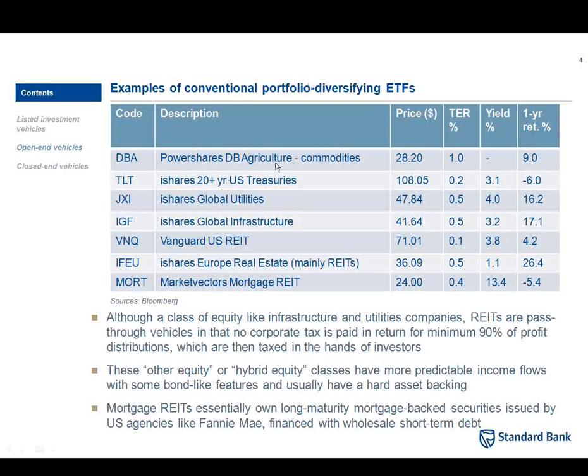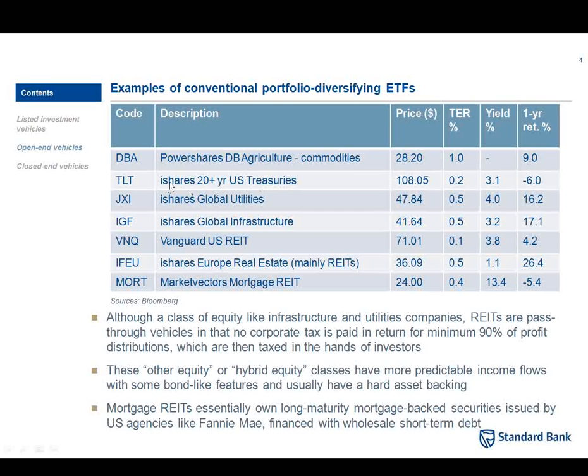So here, just to run through a couple of the examples. This one is just pure commodities. I can't remember if it's some physical commodities or near dated futures, but you can see these are agricultural commodities. They've had a good one-year return, 9%. The TER, the total expense ratio, is 1%, and of course there's no yield that you get from it. It's all capital gain or loss.